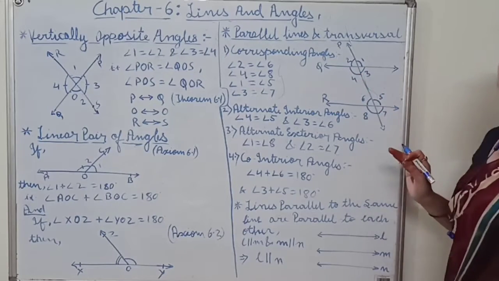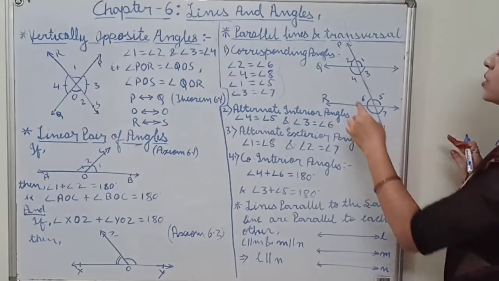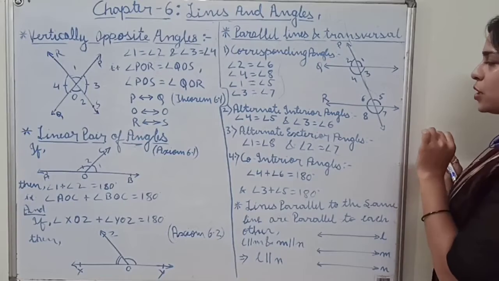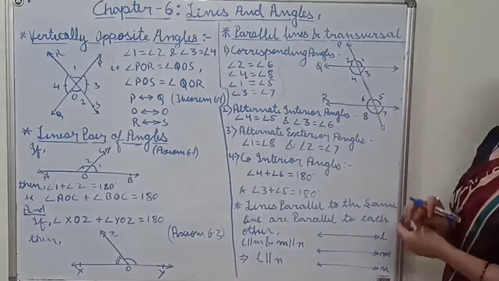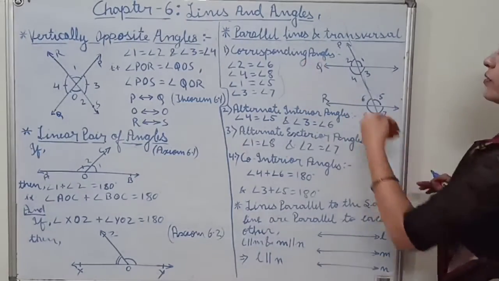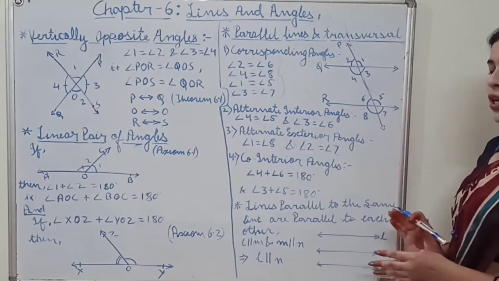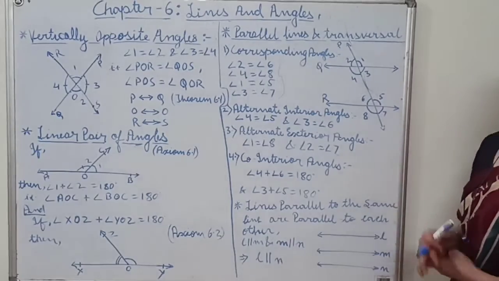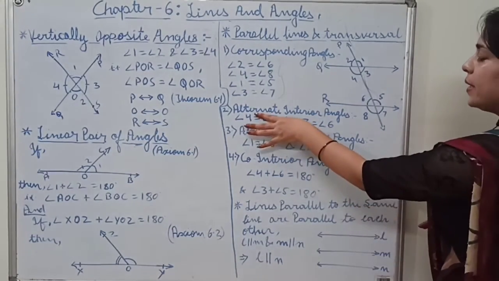It is given that corresponding angles are equal, and Q and R are lines intersected by a transversal P. Then the two lines will be parallel to each other. If corresponding angles are equal, then the two or more lines will be parallel to each other. Now, alternate interior angles.